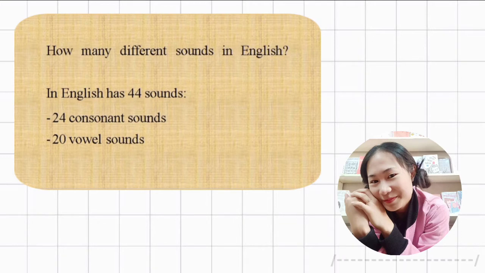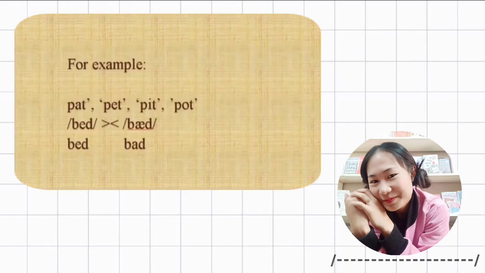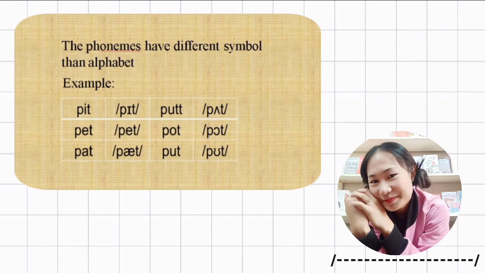Although the consonants in American English and British English are the same, American English has fewer vowels than British English. American English has 5 diphthongs, while British English has 8 diphthongs. For example, pat, pet, pit, pot, and the words bed and bad. The phonemes have different symbols than the alphabet. For example, pit, pet, pad, pat, pot, put.